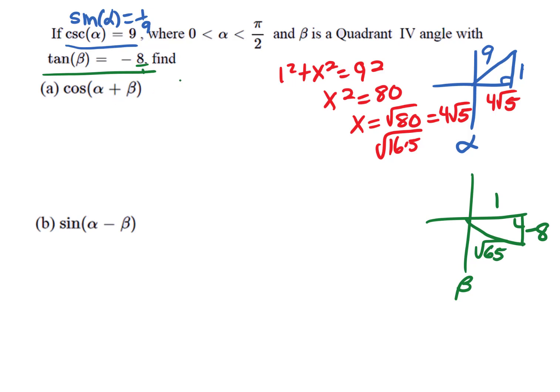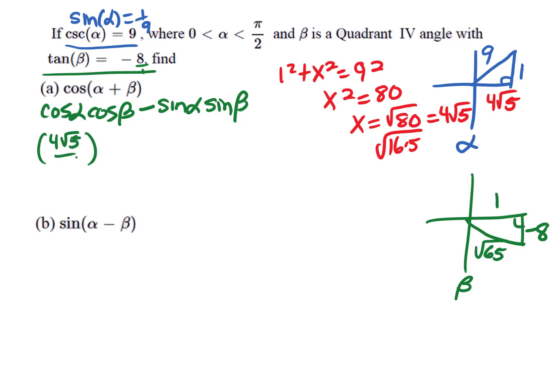So now we want cosine of alpha plus beta. That is cosine alpha cosine beta. When the trig functions match, the sign in the middle is opposite, so minus sine alpha sine beta. All right, let's plug in the pieces. Cosine of alpha, going to our alpha triangle, is adjacent over hypotenuse, so 4 square roots of 5 over 9, times cosine beta. In our beta triangle, cosine is adjacent over hypotenuse, so 1 over square root 65.